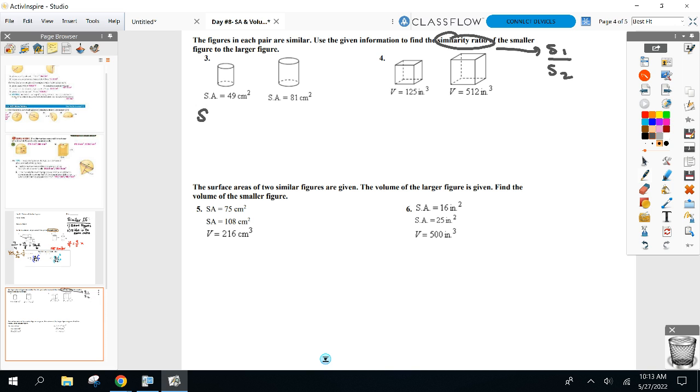So if I have 49 over 81, how do I get to the similarity ratio? Because to go this way to the left, I would square it. So what do I want to do with 49 and 81 then? There you go. Take the square root. And it ends up being 7 over 9. That's the side ratio. Yep, 7 to 9.